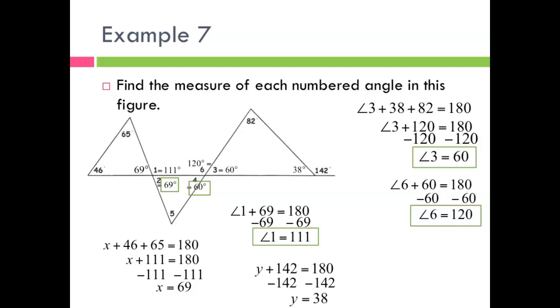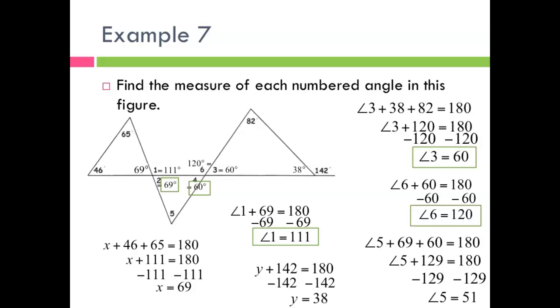Now that leaves us with just one more angle measure to find, which is angle 5. Now you'll notice we have two of the angles in the triangle, 69 degrees and 60 degrees. So now we can use those measurements to find angle 5. So angle 5 plus 69 plus 60 has to equal 180. So angle 5 plus 129 is equal to 180. Subtract 129 from both sides, and we get that angle 5 is equal to 51. So now we found angle 1, which was 111 degrees, angle 2, 69 degrees, angle 3, 60 degrees, angle 4, 60 degrees, angle 5 was 51 degrees, and angle 6 is 120 degrees.